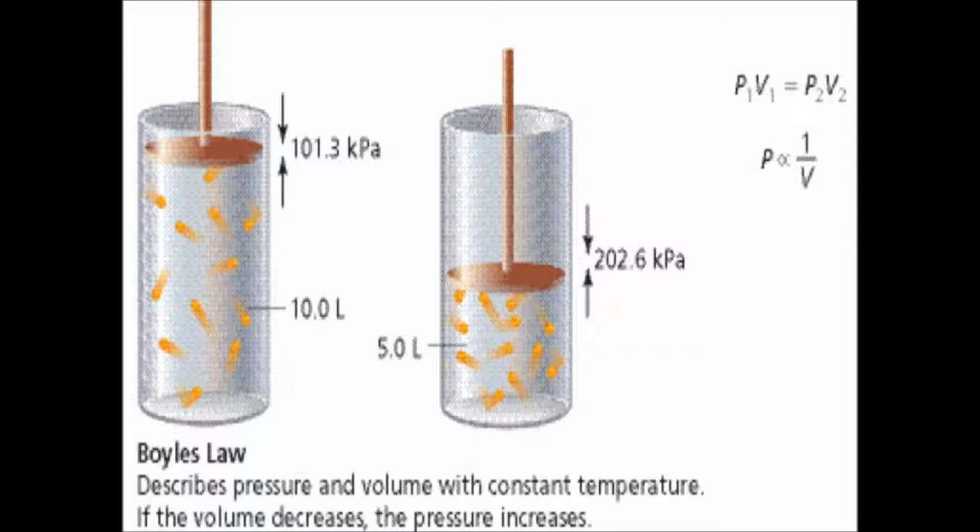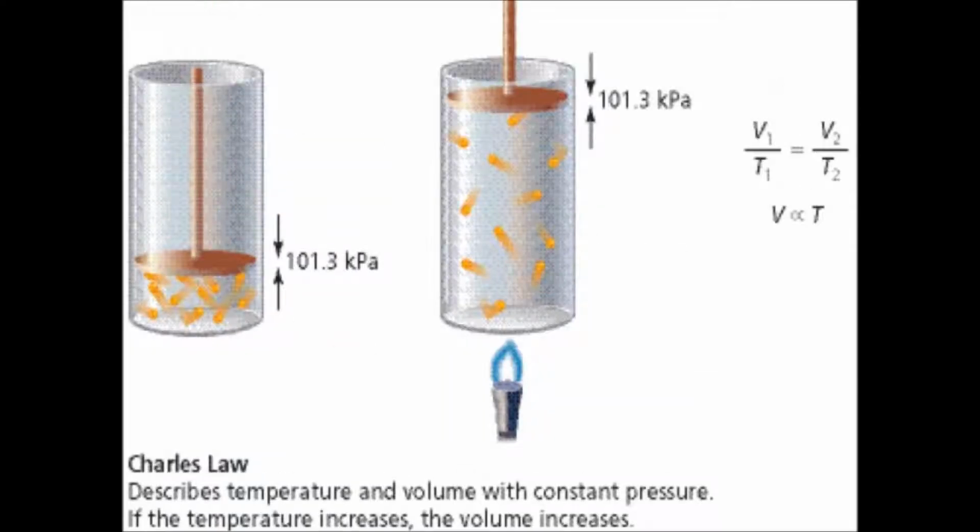It says that if I have a constant temperature, and temperature is based on the number of collisions, then the number of collisions going from left to right is going to be constant. I'm not going to change those collisions. The temperature is going to be constant. So the pressure, though, if I decrease the volume, what's going to happen to the number of collisions? What's going to happen to the pressure? It's going to increase. So I'm going to decrease the volume and increase the pressure.